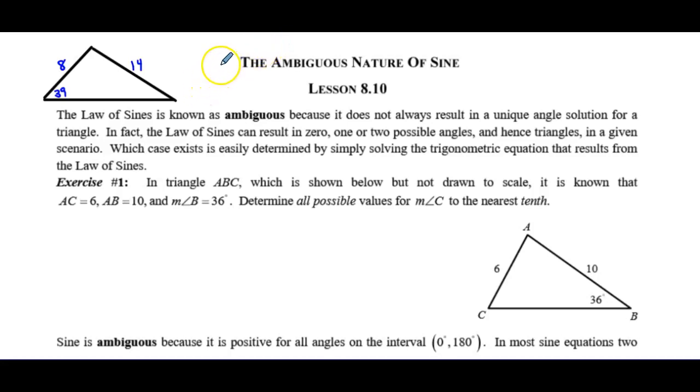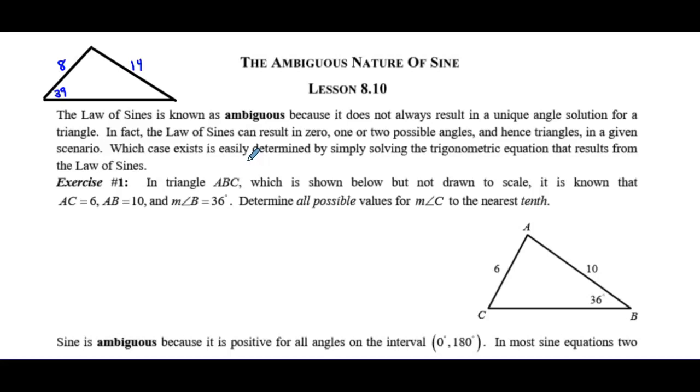All right, so in the previous lesson with law of sines, we talked about how every now and then you're solving for an angle in an oblique triangle and you end up with more than one possible angle. That's because of this topic called the ambiguous nature of sine. The law of sines is known as ambiguous because it doesn't always result in a unique solution. We could have zero solutions, one solution, or multiple solutions.